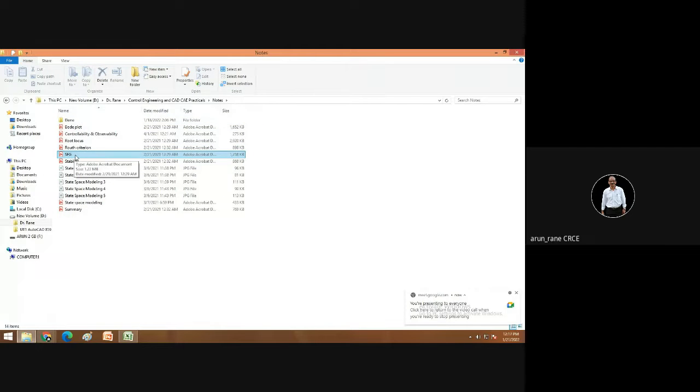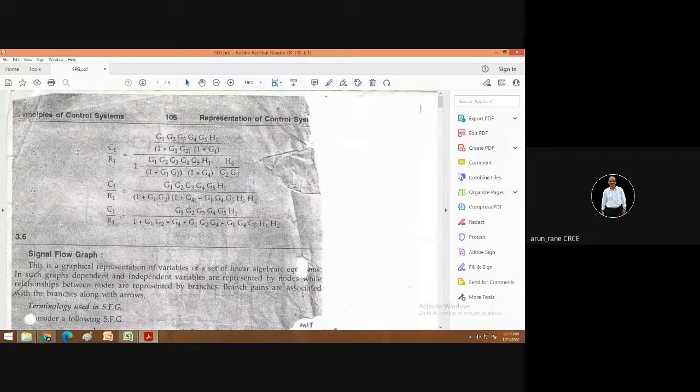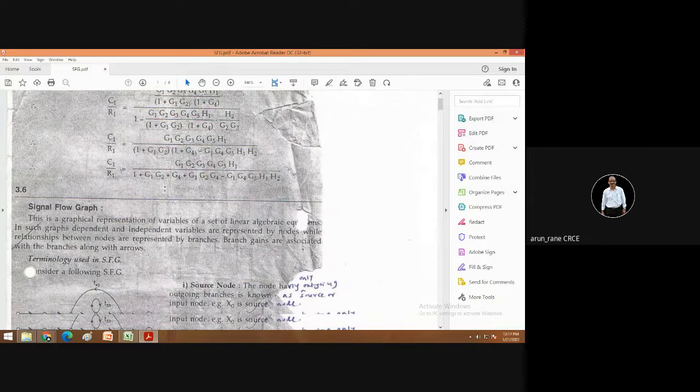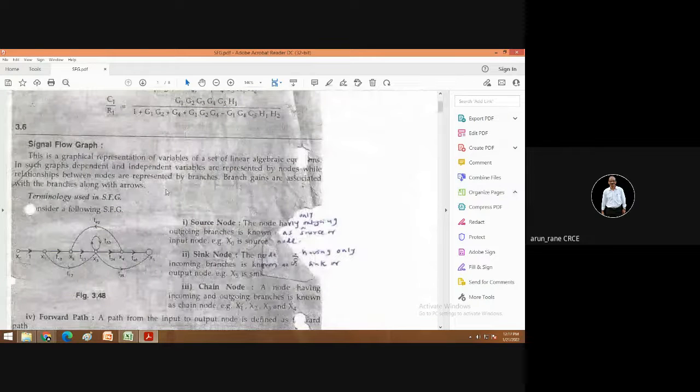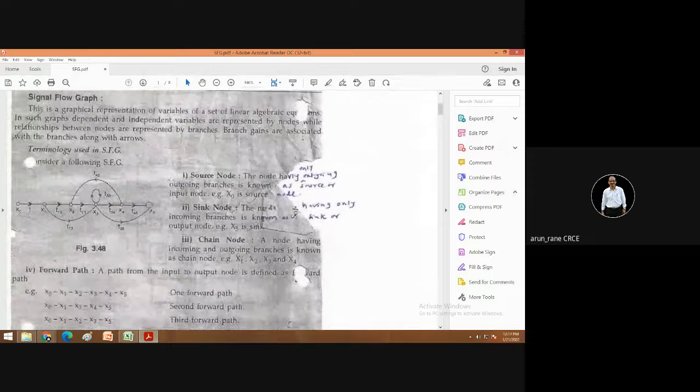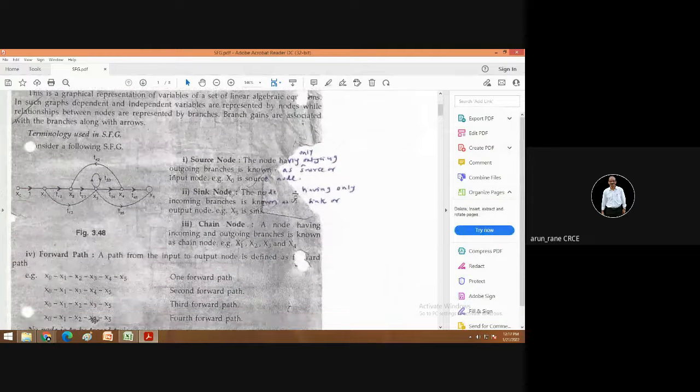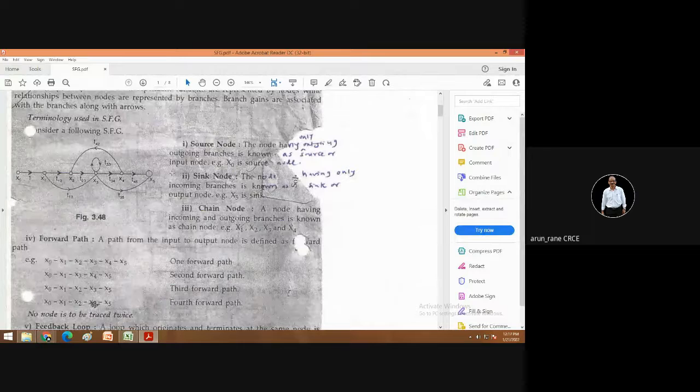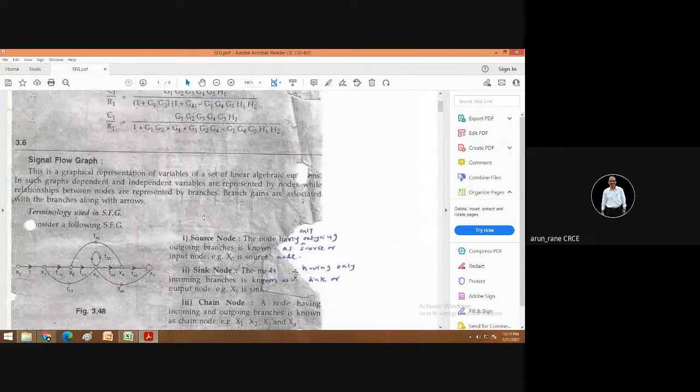So I'll just introduce you to the signal flow graph, similar to the block diagram. These are some definitions in the signal flow graph: source node, sink node, chain node, forward path, etc. So what is a signal flow graph?